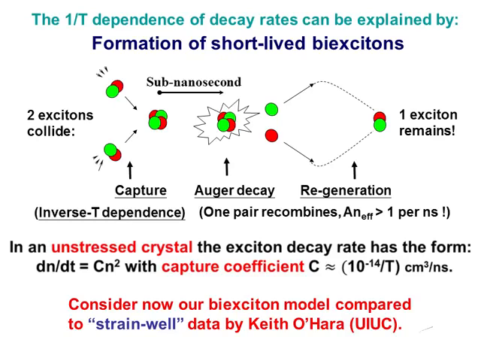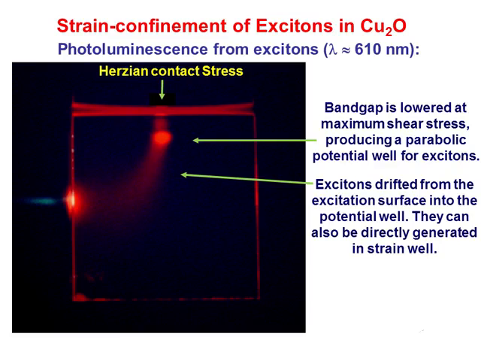In effect, the exciton Auger constant is replaced by the biexciton capture coefficient, which is inversely proportional to gas temperature and explains the exciton lifetime data.